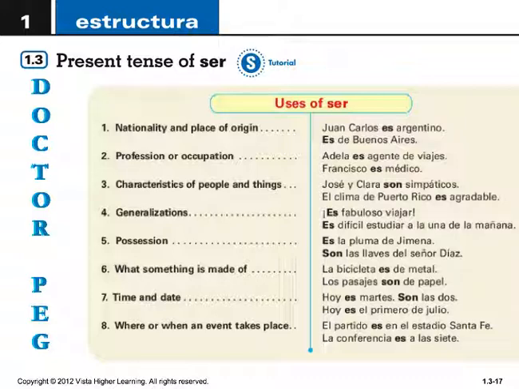Generalizations. Es fabuloso viajar. Es difícil estudiar a la 1 de la mañana. Possession. Es la pluma de Jimena. O son las llaves del señor Díaz. What something is made of. La bicicleta es de metal. O los pasajes son de papel. Time and date. Hoy es martes. Son las 2. Hoy es el 1 de julio. It could also be when and where an event takes place. El partido es en el Estadio Santa Fe. O la conferencia es a las 7.